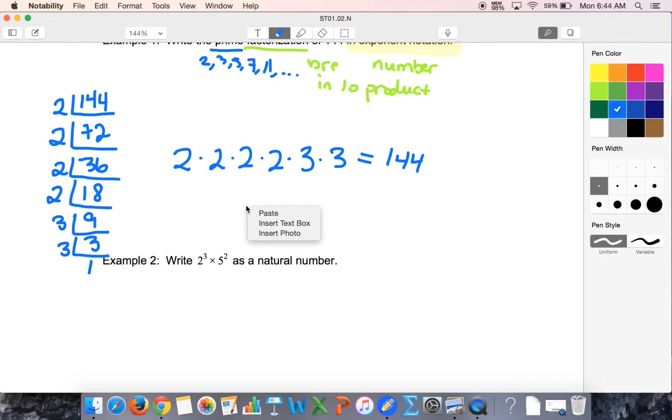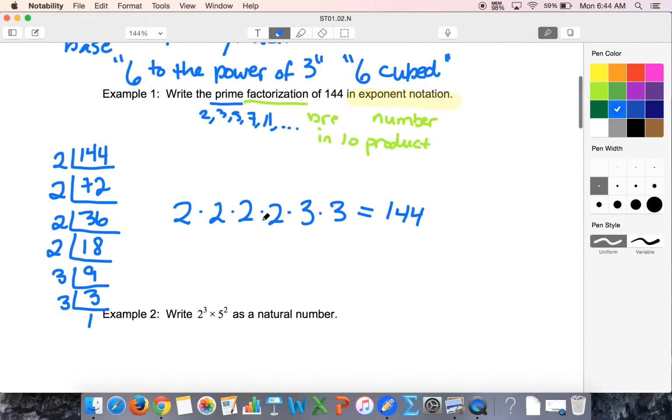Okay, so I've written this down as its prime factors, but my problem told me to write it in exponent notation. So I'm going to take this. I see I've got a repeated multiplication of 2's, and I've multiplied 2 by itself 4 times. So 2 is my base, 4 is my exponent, and I'm multiplying that by 3 squared. So again, if I type this in my calculator, it should equal 144. So this is 144 written as its prime factorization.